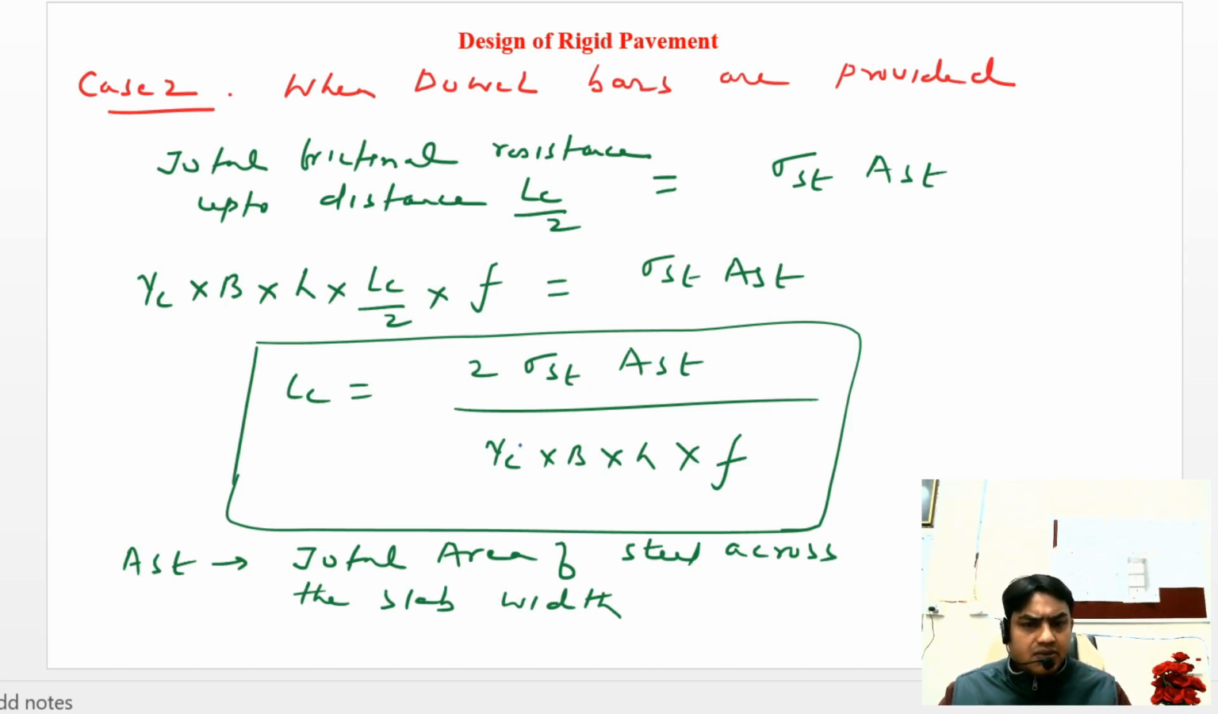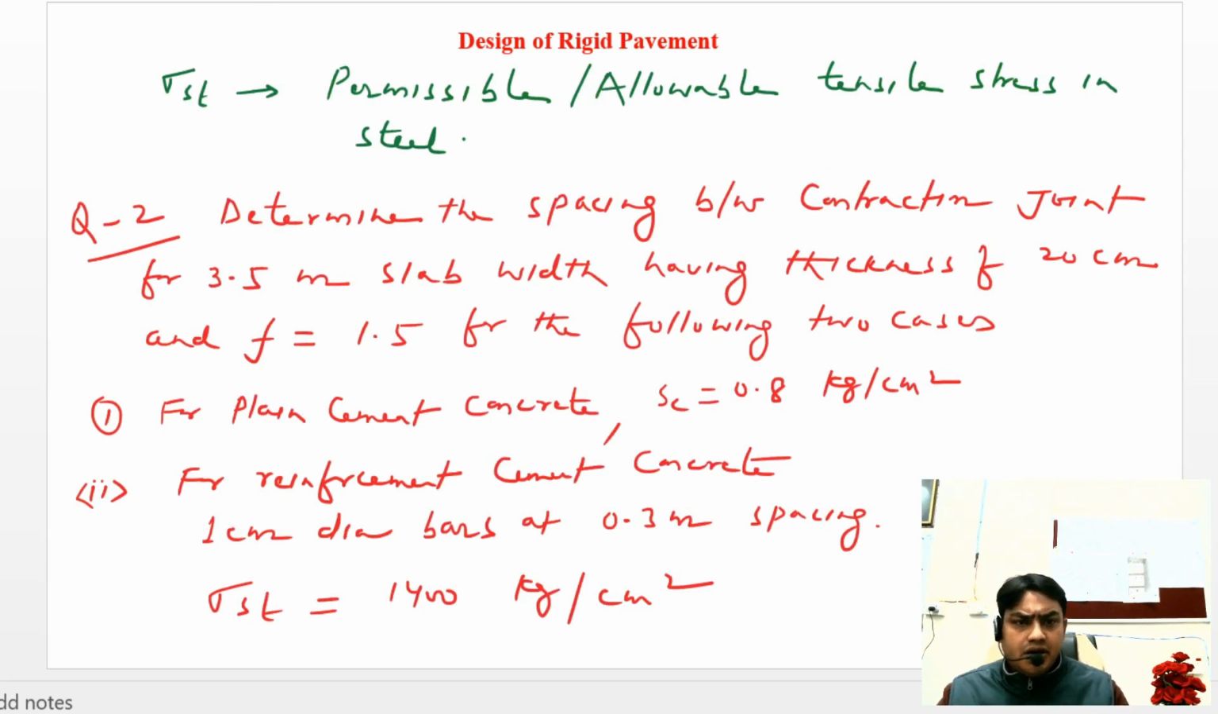We have already discussed that gamma C is the unit weight of concrete, B is the width of the slab, H is the thickness of the slab, and F is the coefficient of friction, with a maximum value of 1.5. LC is the length of contraction joint, and sigma ST is the allowable tensile stress in steel. So let us take one question related to this.